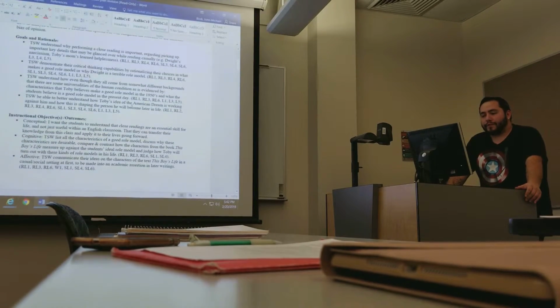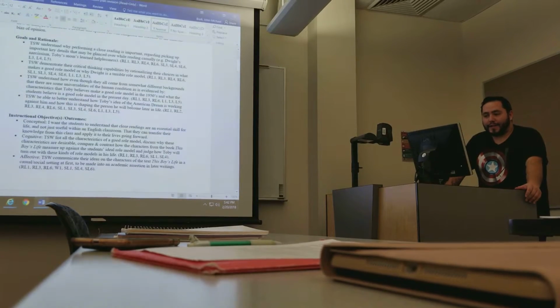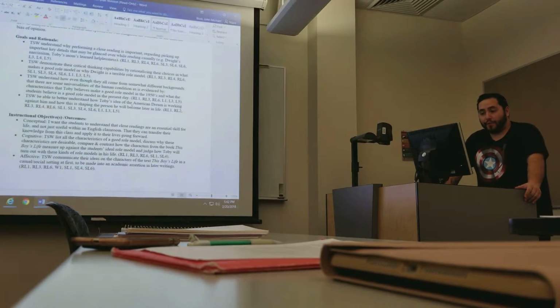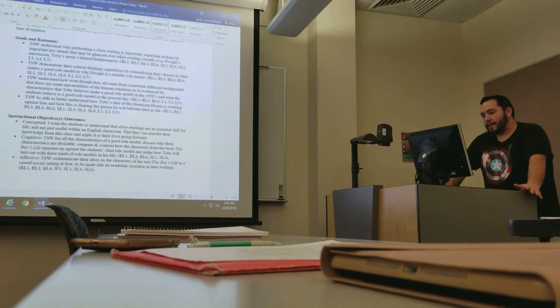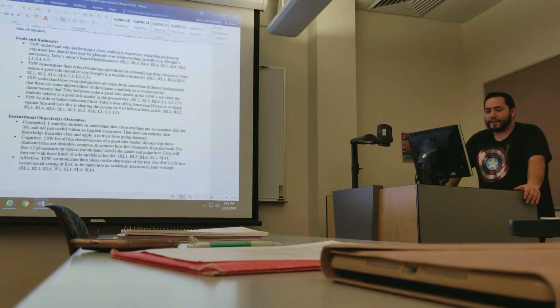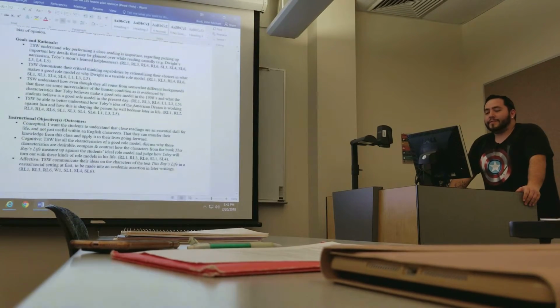The students will demonstrate their critical thinking capabilities by rationalizing their choices in what makes a good role model or why Dwight is a terrible role model. Again, RL 1, 3, 4, 6, SL 1, 3, 4, 6, L 1, 3, 5.